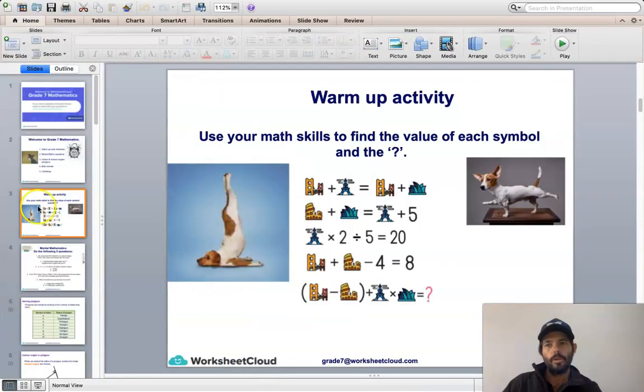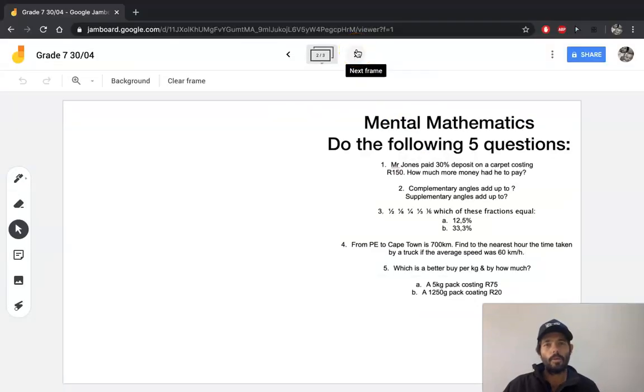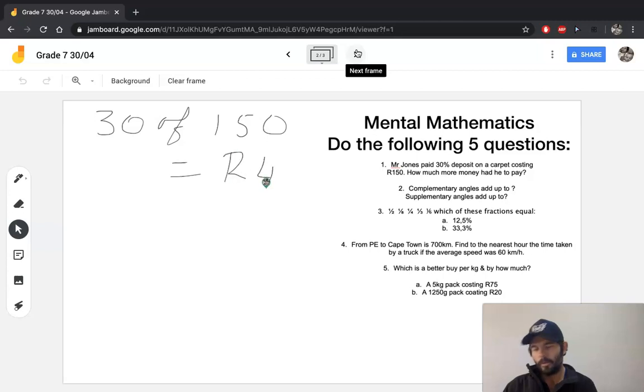Okay, your mental questions for today are the following. Go work them out. They're based on past principles, and then press play to see how you got on. A 30% deposit on a carpet costing 150 Rand. How much more money did he have to pay? So I must first work out the deposit, 30% of 150 Rand. 10% is 15, so 30% is going to equal 45 Rand. So he's paid 45 Rand. He still needs to pay 105, and then he would have paid 150 for the carpet. Remember there are 2 parts to the question: first working out the percentage deposit, and then how much he is still due to pay.